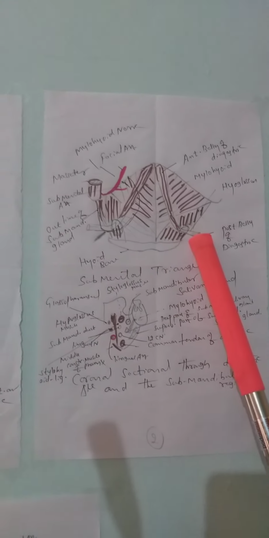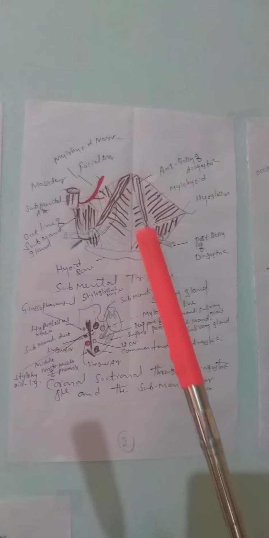There is an outline of the submandibular gland that can be seen here. The anterior belly joins the posterior belly along with the sternohyoid. Between the two anterior bellies, there is a formation of this triangle called the submental triangle.